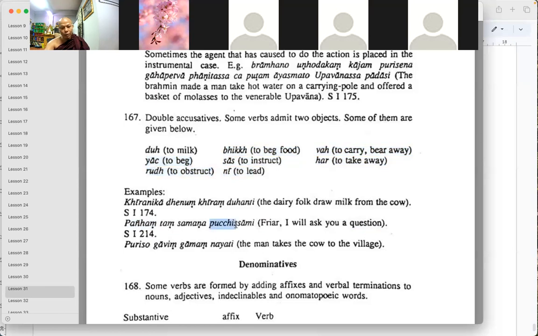Pucchāmi, pucchati. And Buddhiso gāmaṃ nayati, that is with the root nī, to lead. So the man takes the cow to the village, or the man leads the cow to the village. So drives the cow to the village. So in this way. Okay, these are how we form the causative verb.